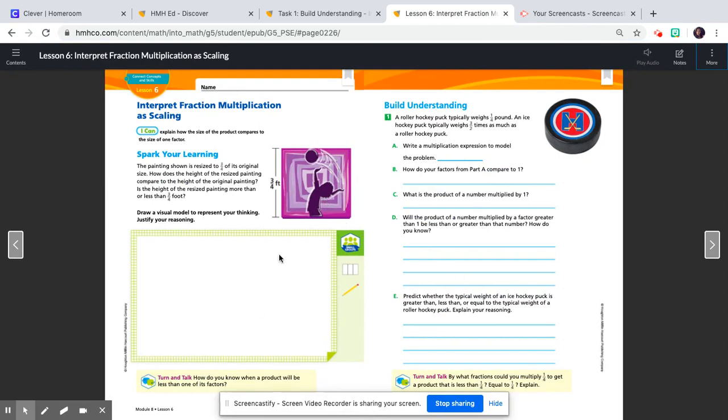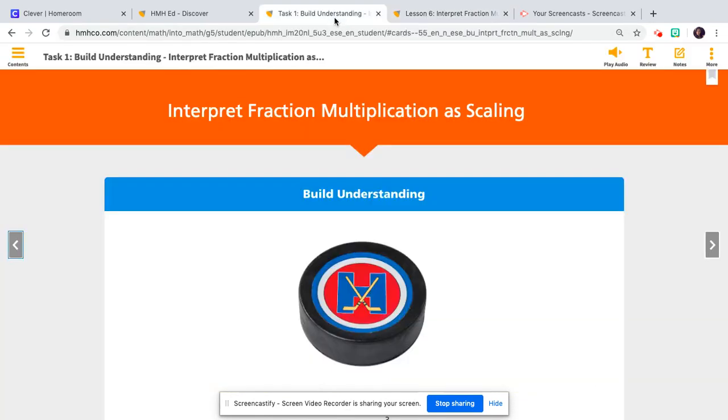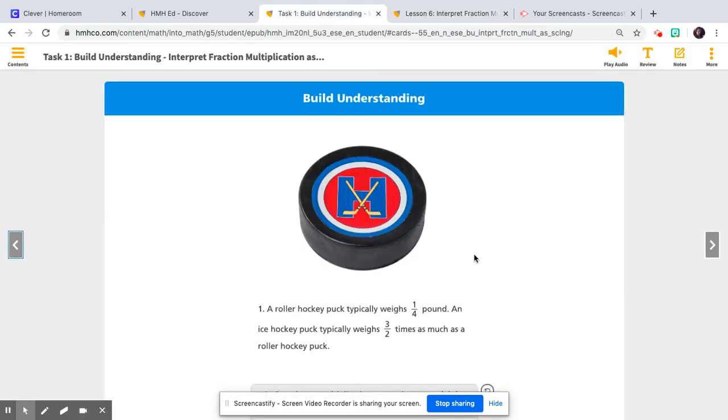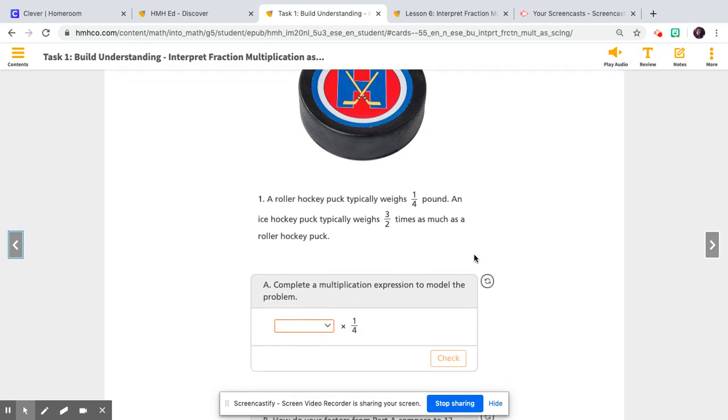We're not going to do the Spark Your Learning. We're going to go straight to the Build Understanding. I'm going to go to the interactive lesson just so it's easier for me to write for you. It says a roller hockey puck typically weighs 1/4 of a pound. An ice hockey puck typically weighs 3/2 times as much as a roller hockey puck.